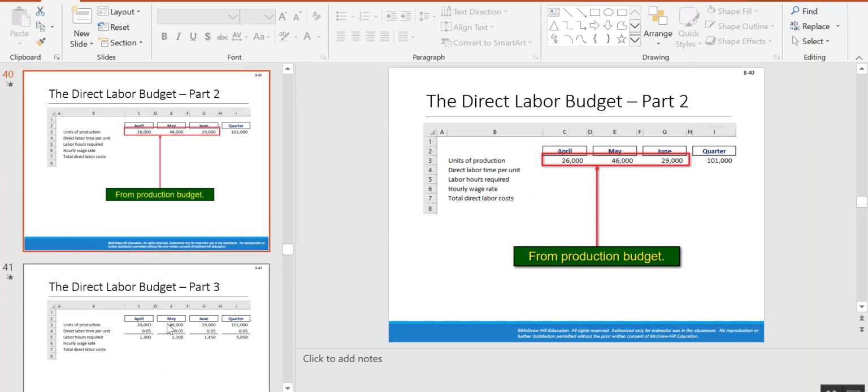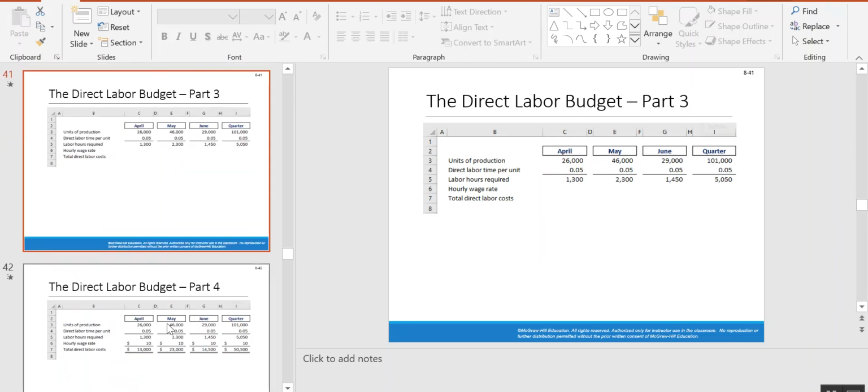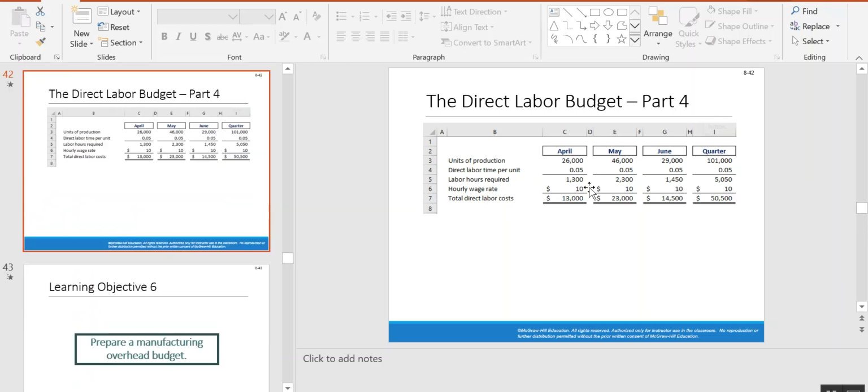We begin with the production budget numbers for the quarter, and then identify the direct labor time per unit here to show calculated labor hours that are required. We then multiply that times the labor rate that we're going to pay and get our direct labor costs. And that's it. That's the direct labor budget.